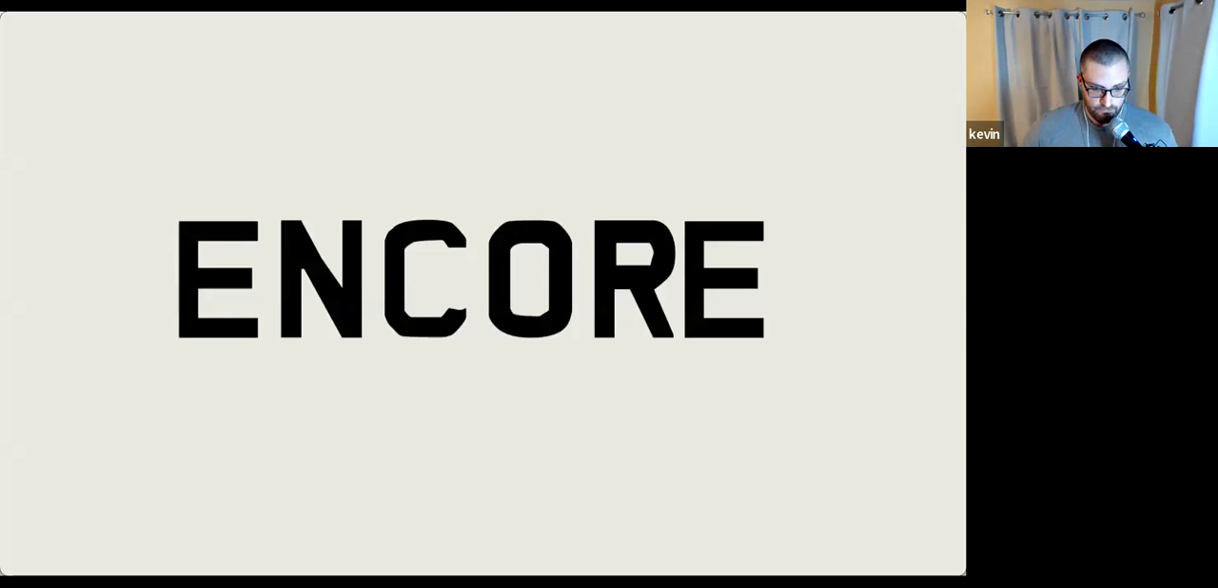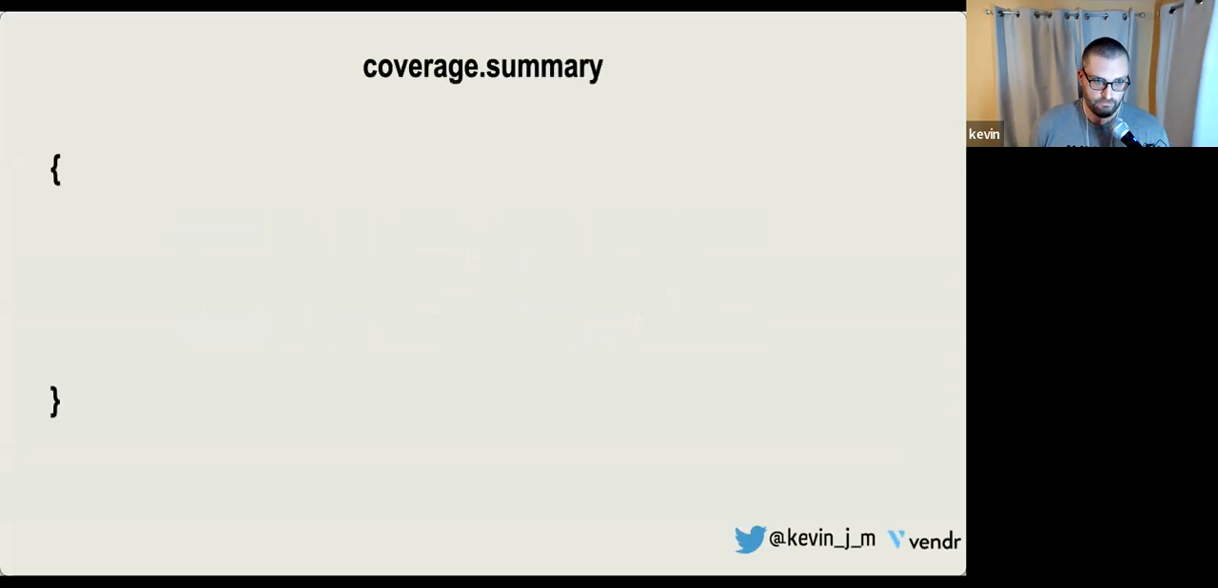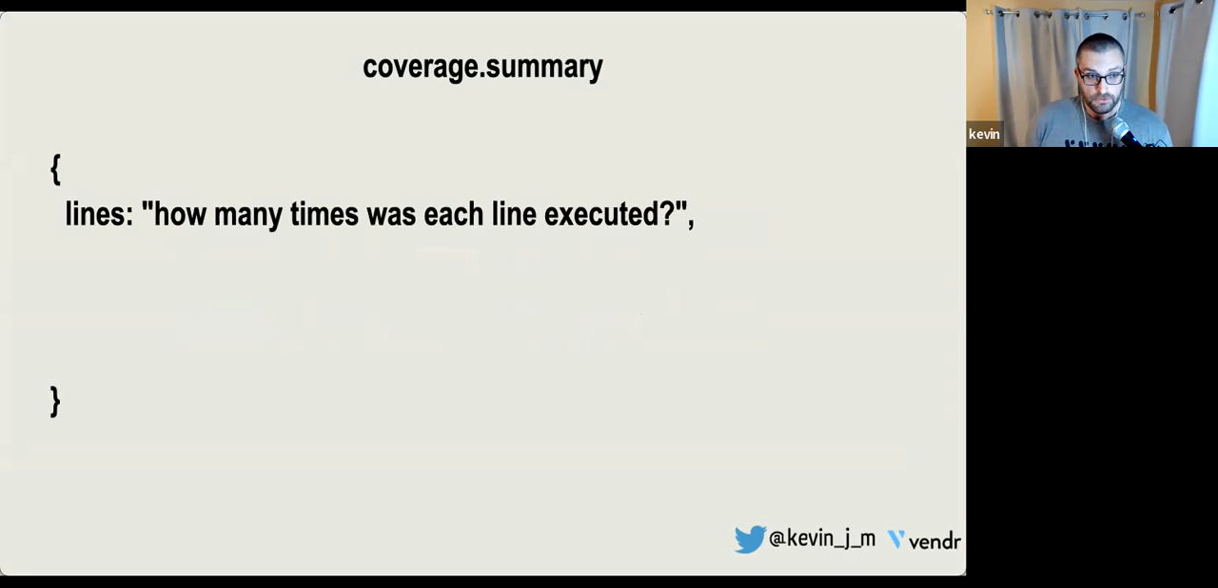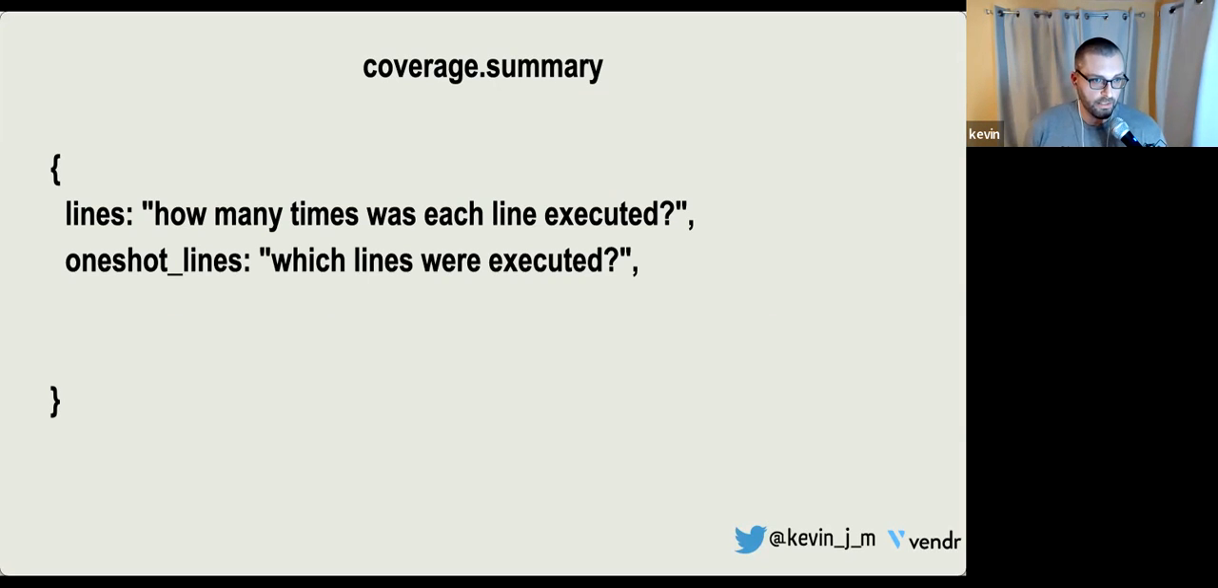So what have we learned today? Ruby's coverage module has 4 different modes that will answer 4 different questions for you. We first talked about lines mode, which will tell you how many times each line was executed. We then talked about one-shot lines, which won't tell you how many times a line was executed, but will just tell you if it was executed. If that's all you care about, then running one-shot lines over lines coverage is a bit more performant, so you can get some benefits there.